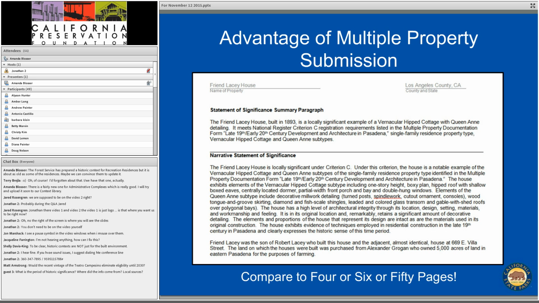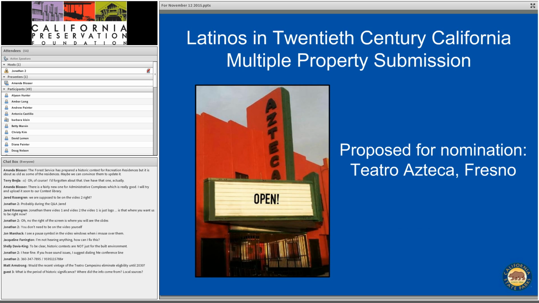It can be brief because all of that background has already been done. Now on to some of the specific properties. So this is proposed for nomination. It's a theater in Fresno. And we could go on and on about when the theater first opened, who owned it, all those, I'll quote Amanda again, all those small biased stories.